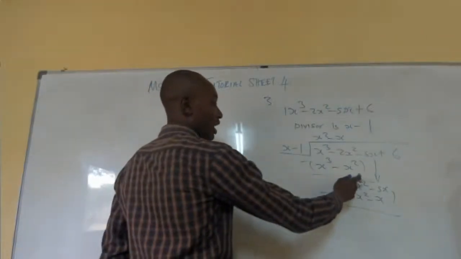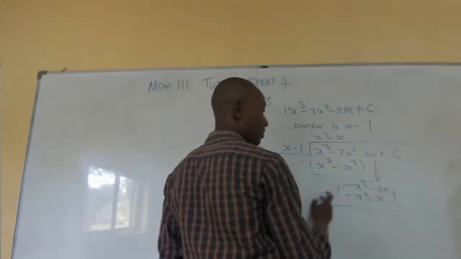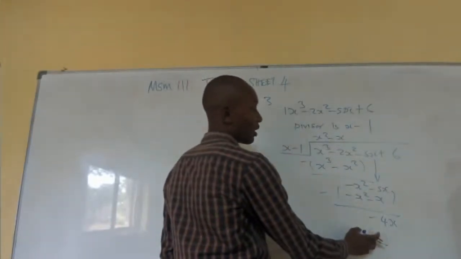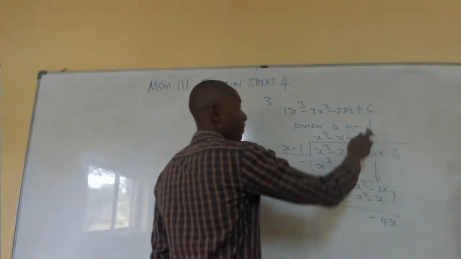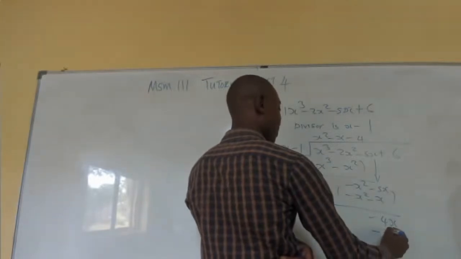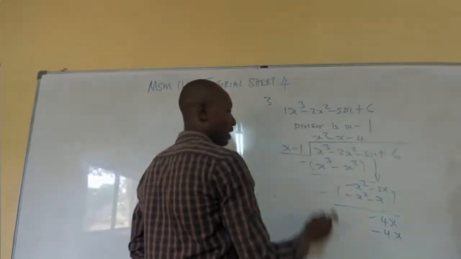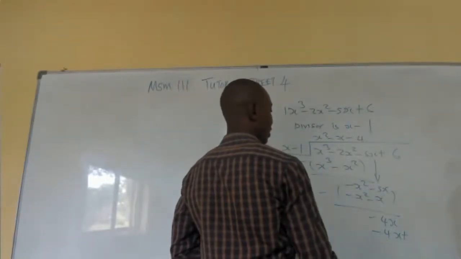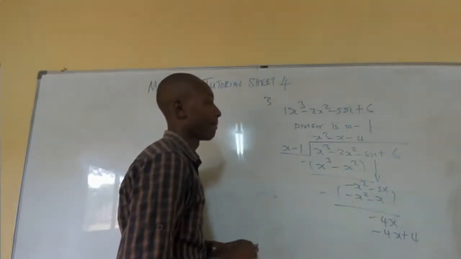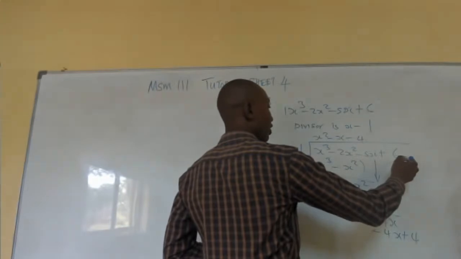Negative is positive, so this is a 0. Negative 5x minus plus, so this is just negative 4x. x into 4x is what? Minus 4. Negative 4 multiplied by this, we have negative 4x. Negative 4 multiplied by negative 1 is positive 4. So here I'm now going to bring down.